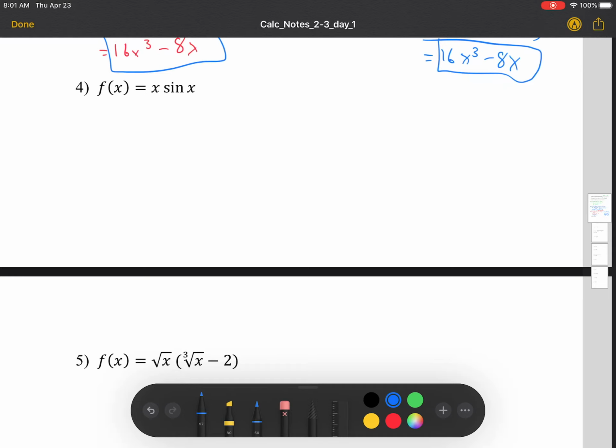All right, moving on down to 4. So for 4, okay, we got more trig stuff. All right, we have to think about this as 2 functions, right? We have our x and that sine. So when we do the derivative, we got the first one times the derivative of the second one plus the second one times the derivative of the first one.